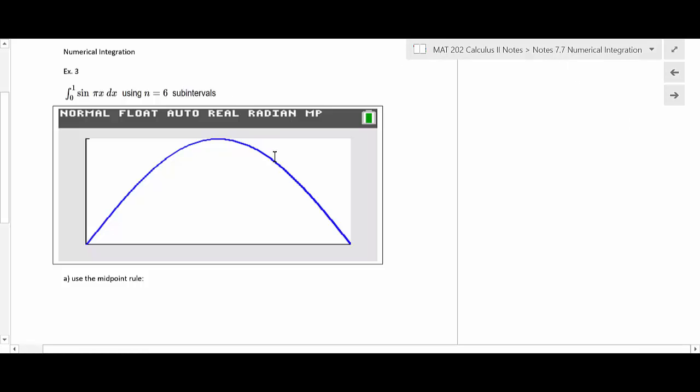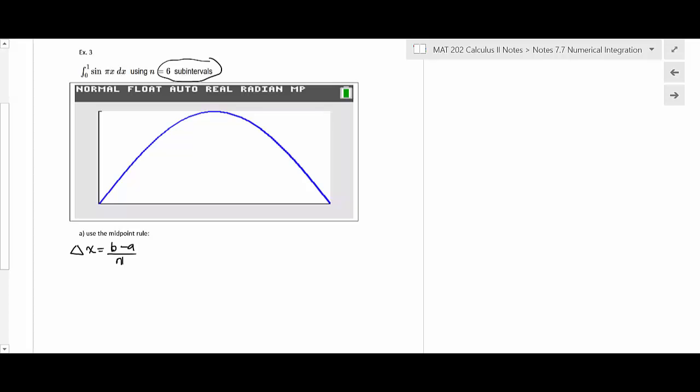Let's see, did I give you this graph on your handout? I don't remember. Yeah, that's kind of helpful if you have that. So what we're going to do on this one, we're going to get an approximation of this integral using 6 subintervals. And then we're going to get the exact value, because we would know how to integrate this. There's a pretty simple formula for integrating the sine of pi x.